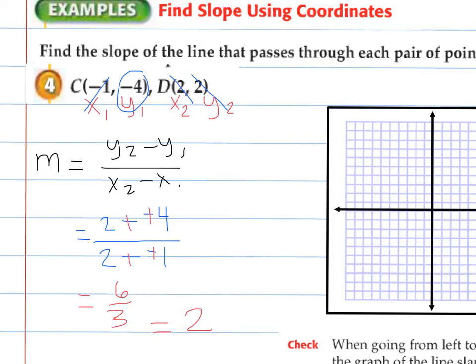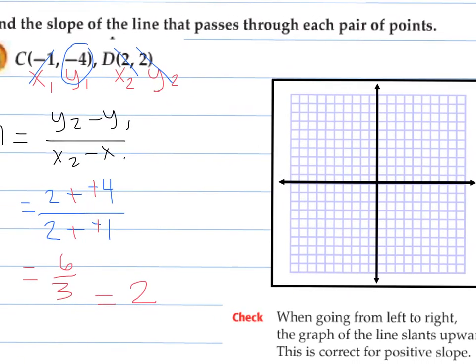And I'm going to graph to check those points. I'm going to graph C. C is at a negative 1, negative 4, so I go negative 1 to the left and down 4. That's C. D was at 2, 2, so I go to the right 2, up 2. Check my slope. How much? Make a line through them.